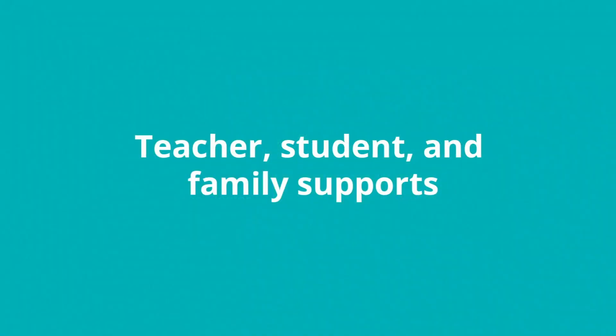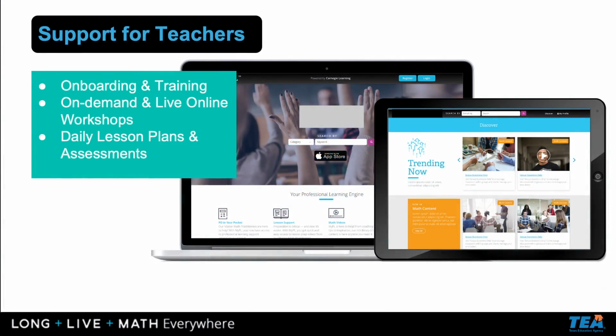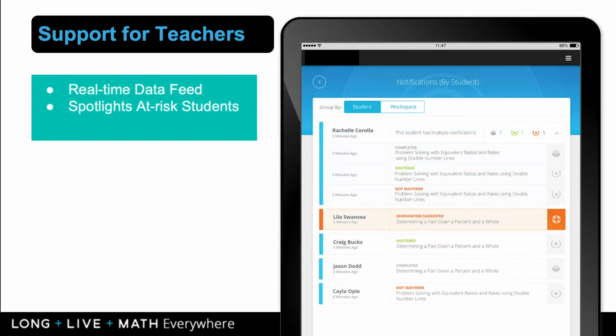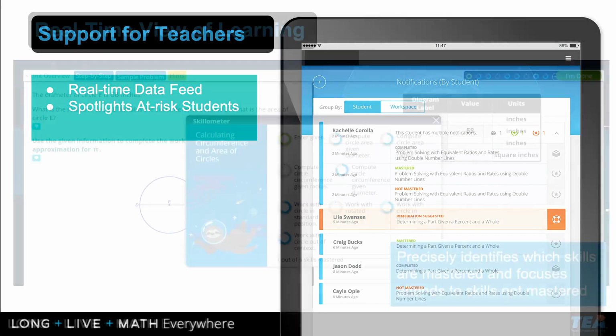The second element involves comprehensive support for all stakeholders, teachers, students, and family alike. Teachers get real-time data and actionable insights on what to do next, even when students are learning remotely. At a glance, teachers can see what students are working on in the software, including their activity and productivity levels, and which skills they've mastered or might be still struggling with. This insight helps teachers focus on who needs help the most right in the moment.